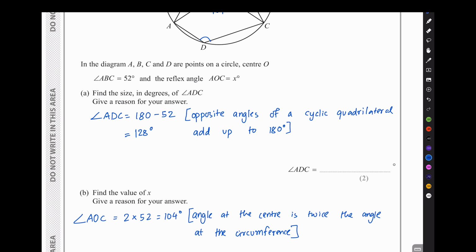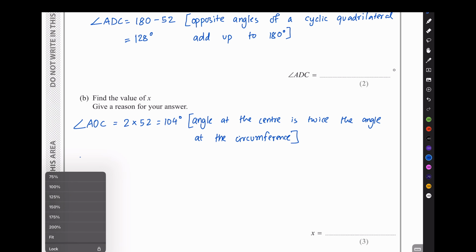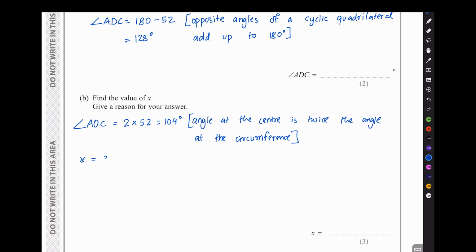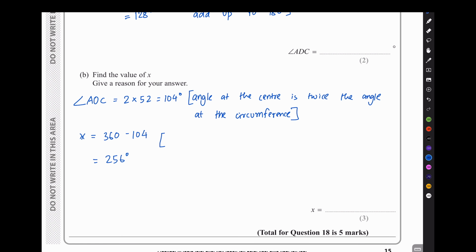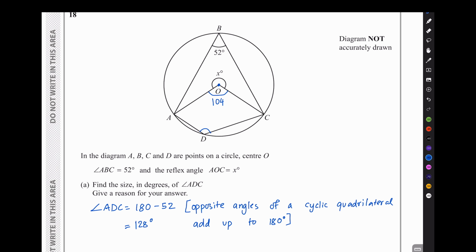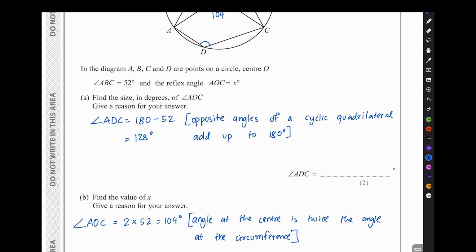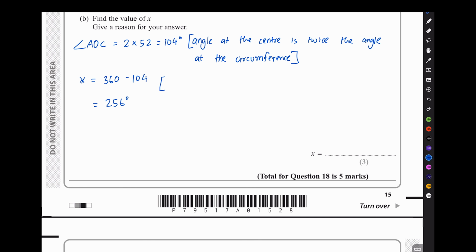And then how to find x? Oh, okay, x is very easy. x is 360 minus 104, which is 256. Is it correct? Yeah. It's a single point, right? So the total angle is 360. How should I phrase it? Angles around a point add up to 360.